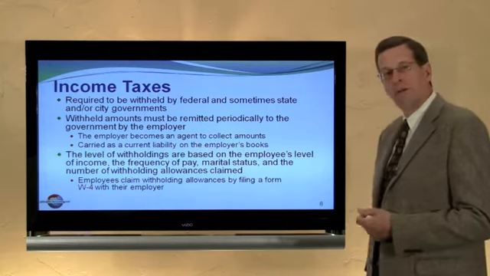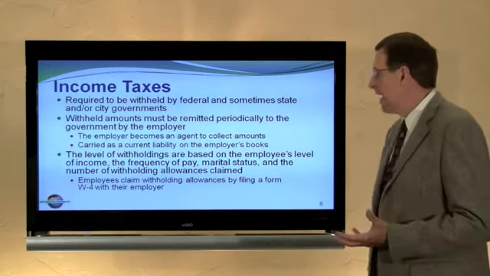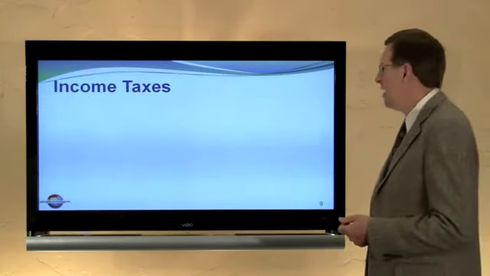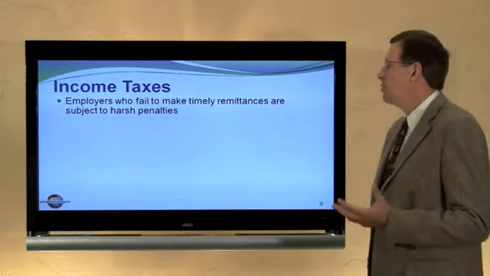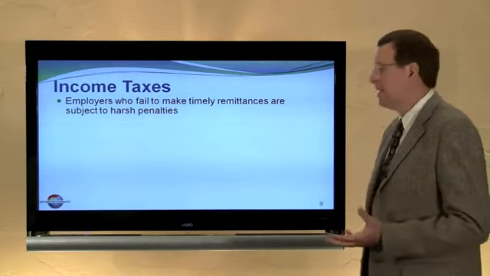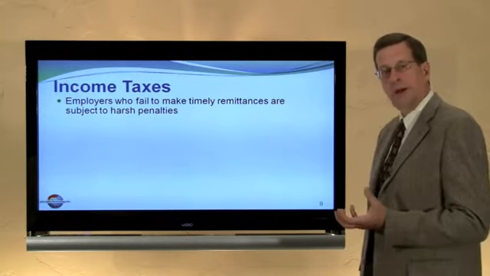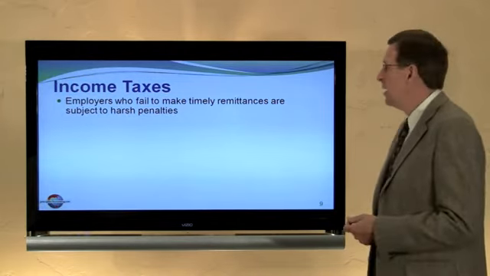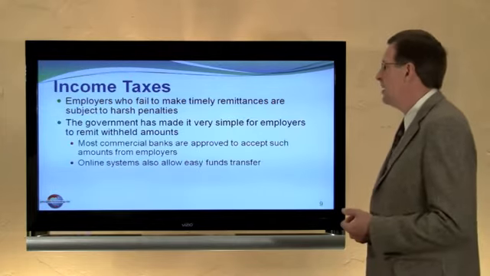The employee will claim their withholding allowances by filling out a Form W-4 at the time they're hired by the employer. Employers who fail to make timely remittances are subject to harsh penalties. This is simply nothing to mess around with. It's not the employer's money. It's due to the government. So the employer needs to make timely remittance of these amounts.